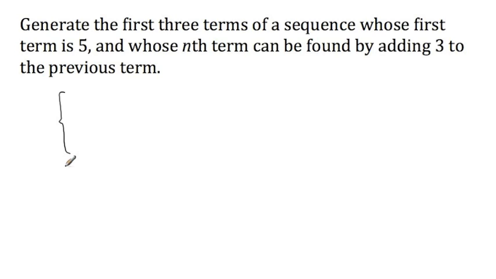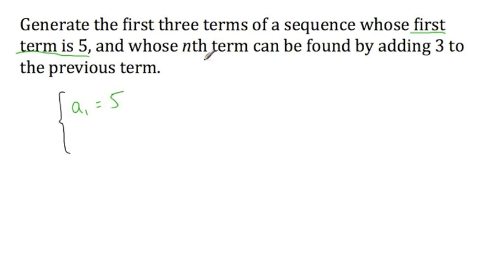So here, this part right here, telling us that the first term is 5, translates to the very first part of the recursive formula's definition. The first term is 5. We always notate the first term as a sub 1. A sub 1 equals 5.